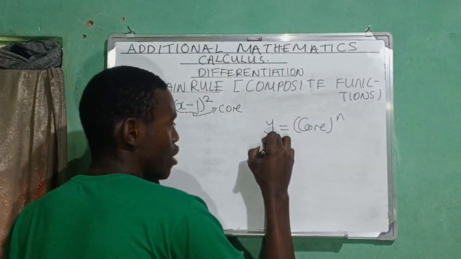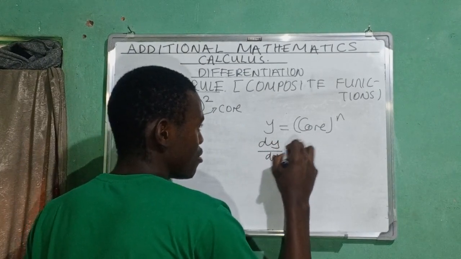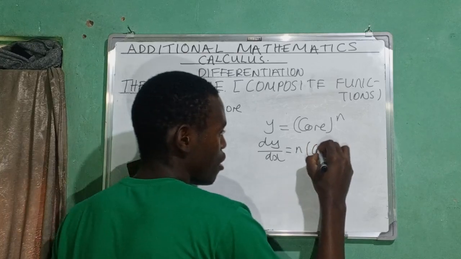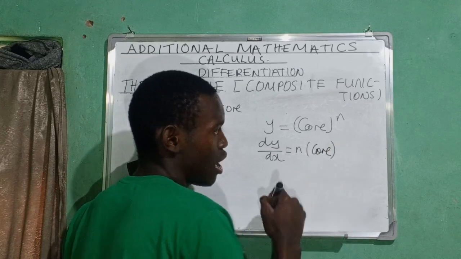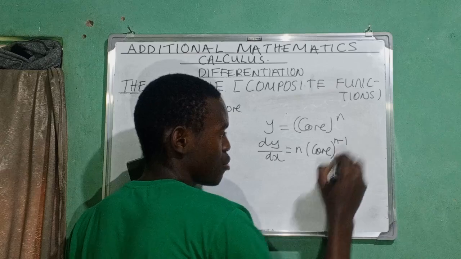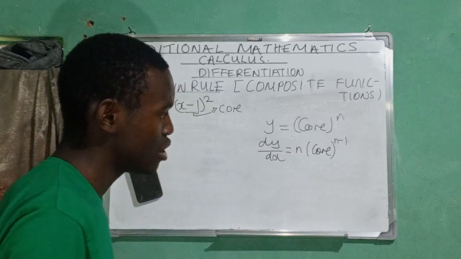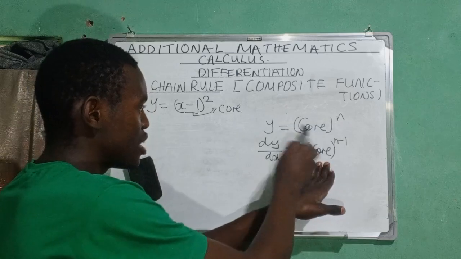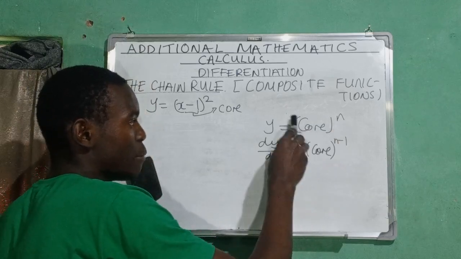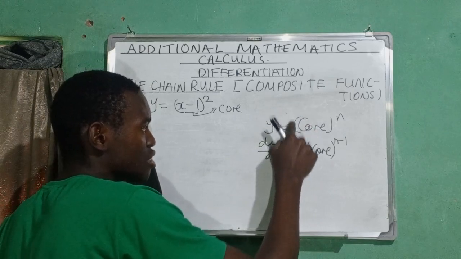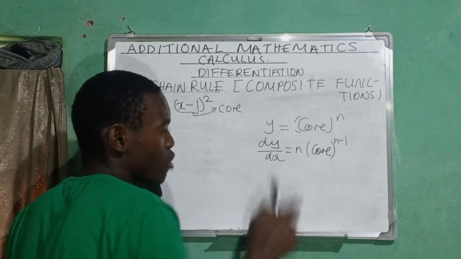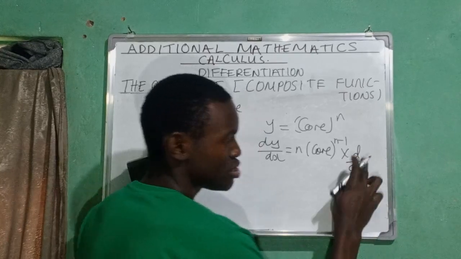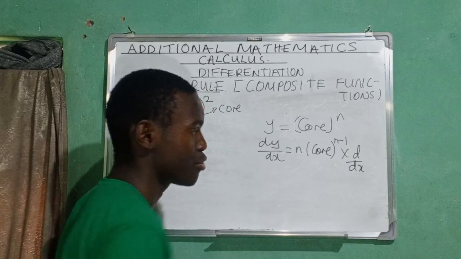So we are going to say that our dy/dx is equal to n, you multiply by the core, like that, and then n minus 1, okay, like that. So n you multiply by the core. We're differentiating the entire thing. What am I saying? n multiplied by what is in front here. What is in front here is 1, so it will be n. Then n minus 1 will just be like that, multiplied by the derivative. So d/dx means derivative with respect to x of the core.